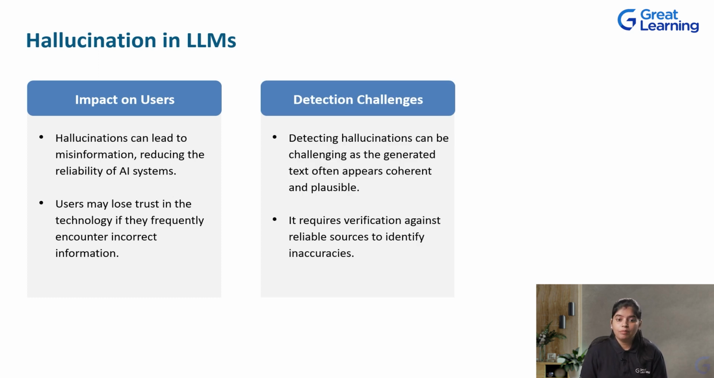Then after, detection challenges. Detecting hallucination can be challenging as the generated text often appears coherent and plausible. It requires verification against reliable sources to identify inaccuracy. If you get an inaccurate response, obviously you have to work on it again and again to get the correct response. And at last, maybe we'll not be sure whether the final response is correct or incorrect. Those are the challenges we face if we have hallucination in LLM.